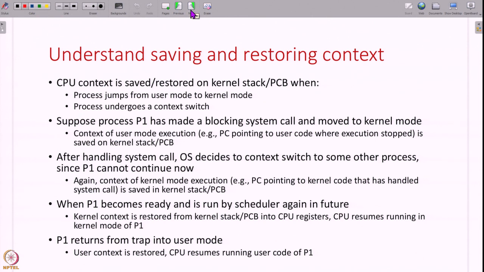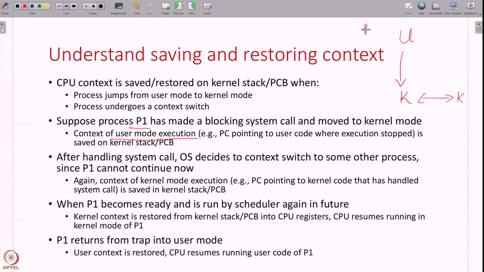So just one subtlety around saving and restoring context. So far we have seen multiple cases where this context is saved or restored. When a process jumps from user mode to kernel mode, we said that we saved context. We remembered where the process was stopping in user mode. And similarly, when a process undergoes a context switch, we also said that we save context. So understand that these are just two different contexts that we are saving. When a process P1 has made a blocking system call and it has moved into kernel mode, the context that you are saving here is the context of the user mode execution.